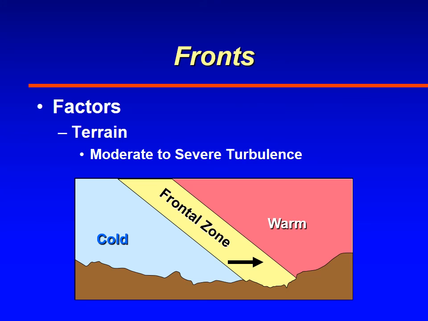The third factor that Northwest Airlines came up with was whether the front was moving over rough terrain. If it was moving over rough terrain, then you more than likely would experience moderate to severe turbulence.